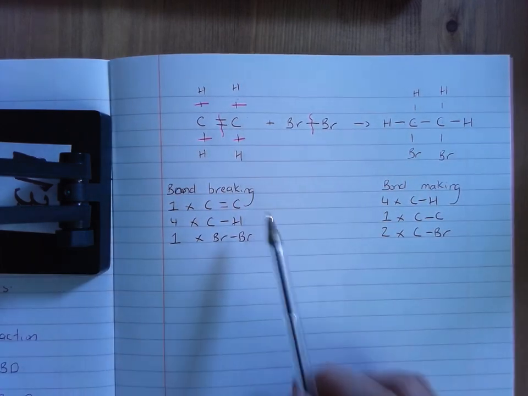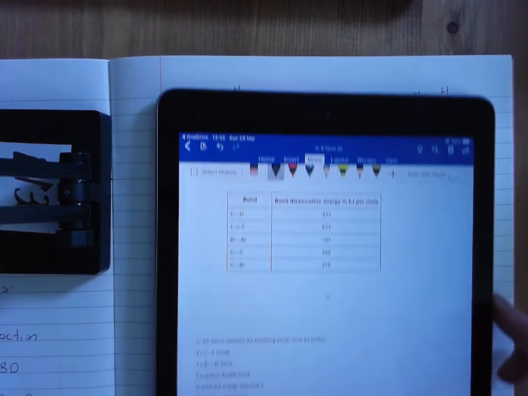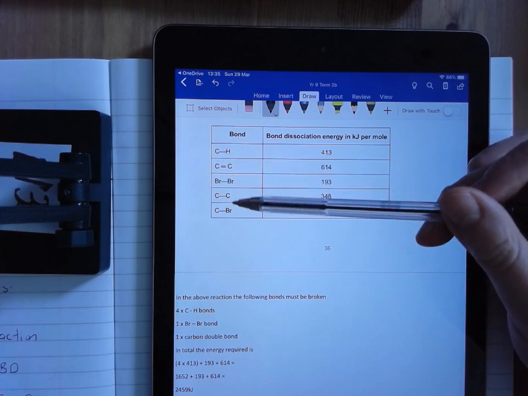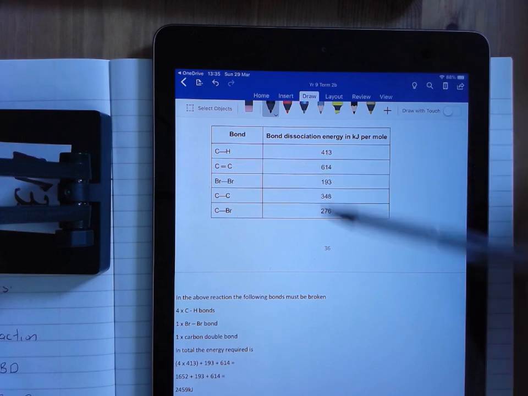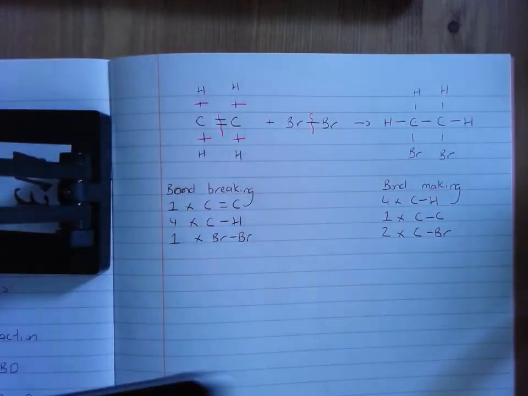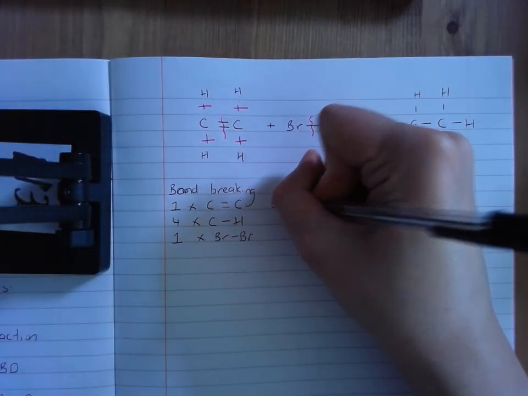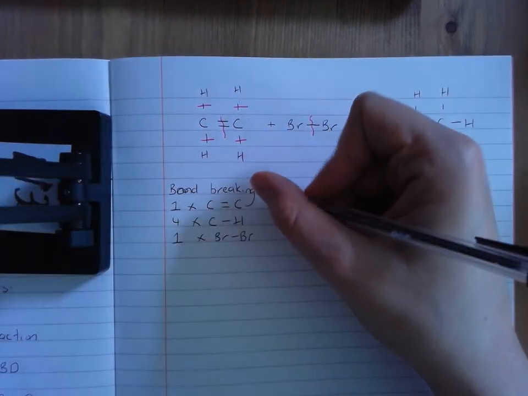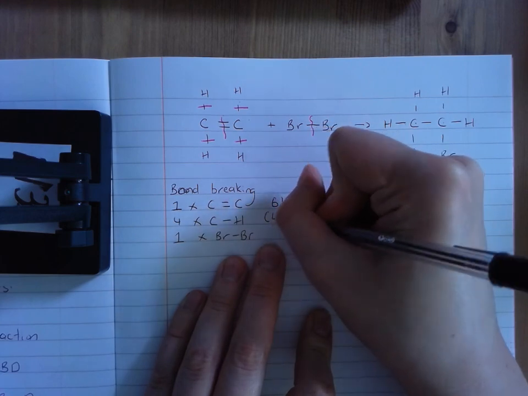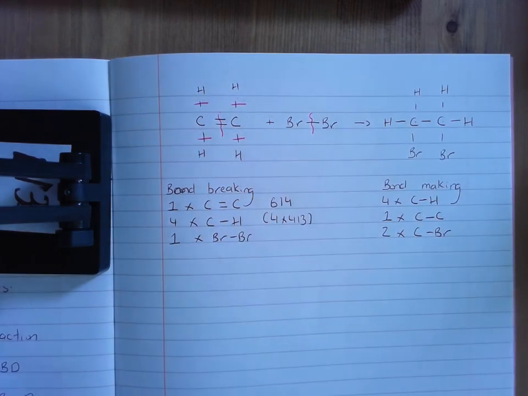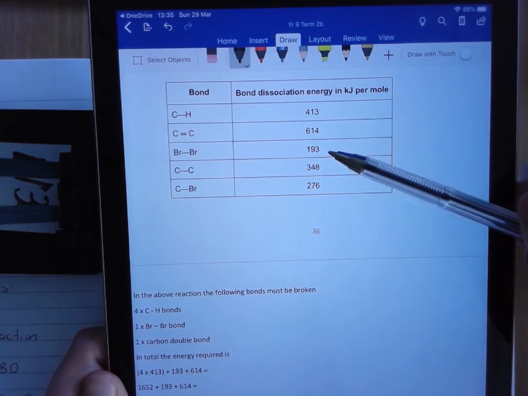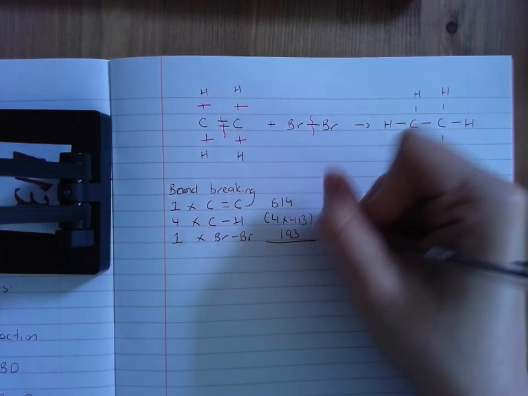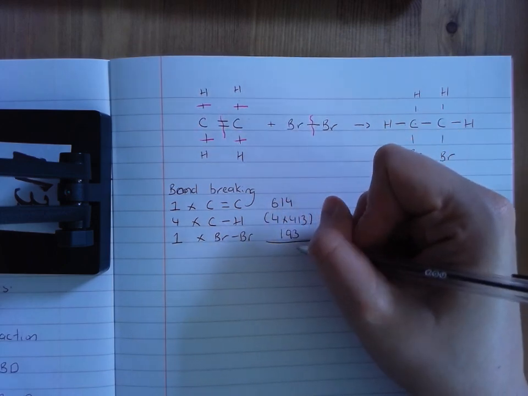So if I need the values for breaking these bonds, I've got that here in a table. You will notice that the carbon-carbon double bond and the carbon-carbon single bond are 2 separate types of bond, and they've got 2 different values. For my carbon-carbon double bond, the value is 614. For my carbon-hydrogen bond, my value is 413, and I've got 4 of them. So it's going to be 4 times 413 because I've got 4 carbon-hydrogen bonds to break. And then my bromine-bromine bond is 193. I need to add up all of those values to get the amount of energy needed to break bonds.